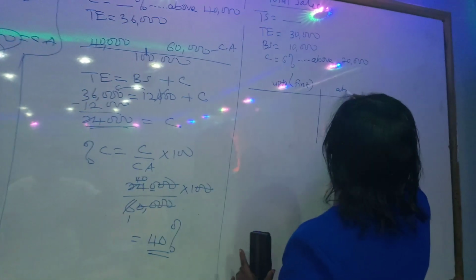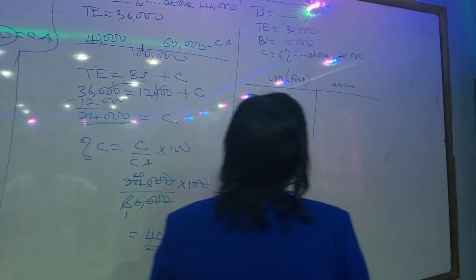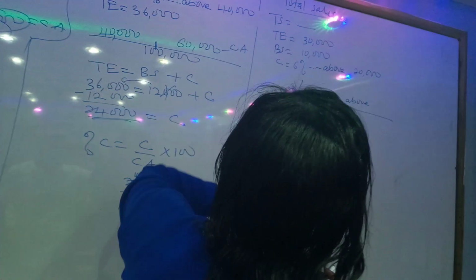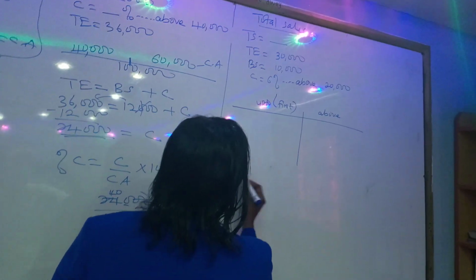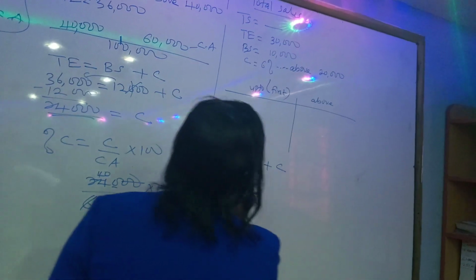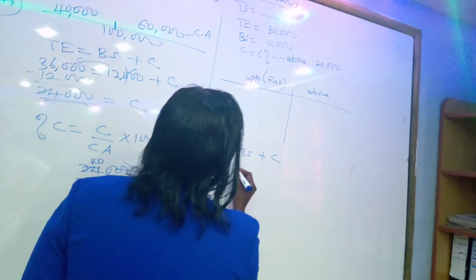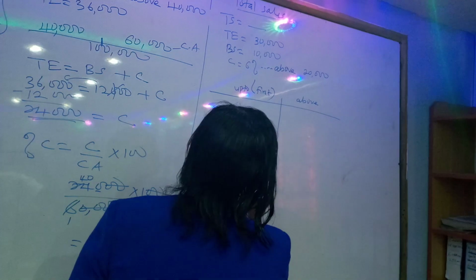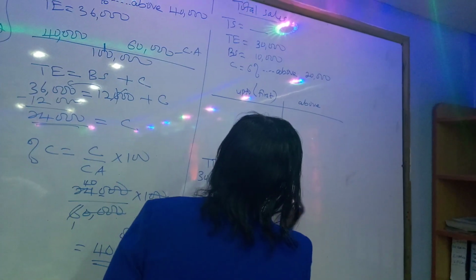This side is for above, so that you know what you are doing in every step. Look here. The total earnings is here. So ask yourself, where did the total earnings come from? The total earnings came from basic salary plus commission. So the 30,000 came from 10,000 plus a C.